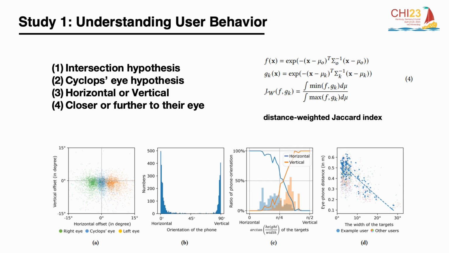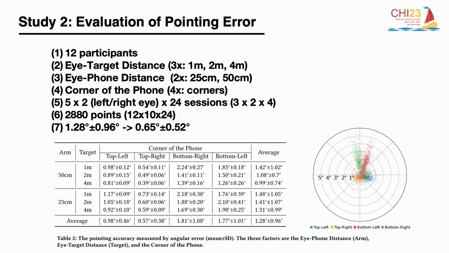We approximate the occlusion and target rectangles as 2 bivariate Gaussian distributions and then compute the similarity of shapes using the above equation. In study 2, we evaluated the pointing accuracy of our method and prototype system.